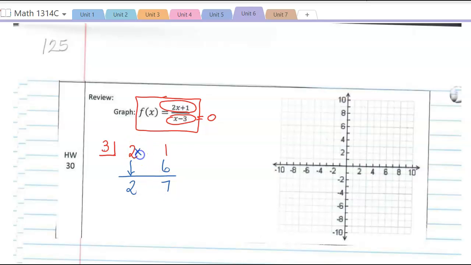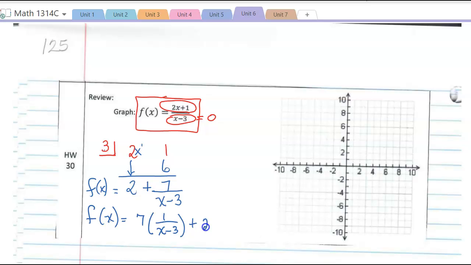Because this was x to the 1 power, then I know the bottom 2 down here would be an x to the 0 power, or a constant. So it would be 2 plus my remainder, which is 7, over my divisor of x minus 3. So this is now my f of x. We might want to rewrite it so it's something in the form that we're used to seeing, as maybe 7 as my multiplier, 1 over x minus 3 plus 2.